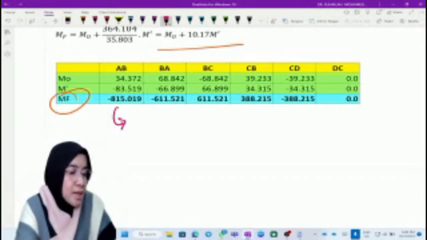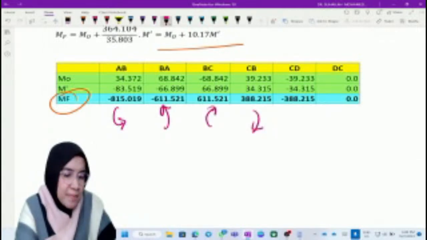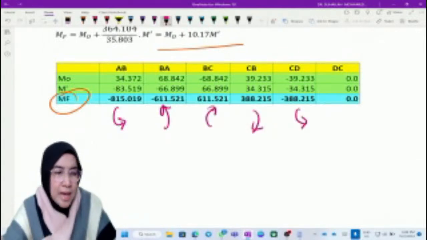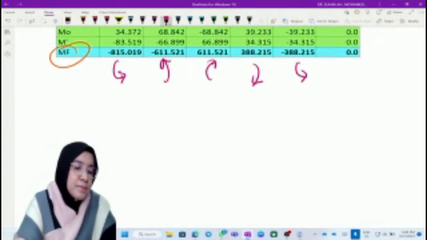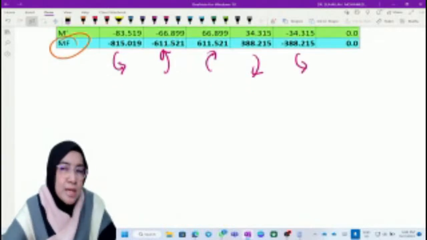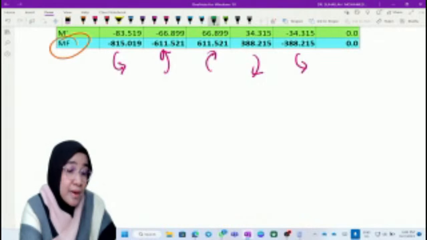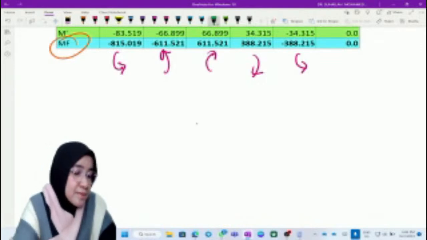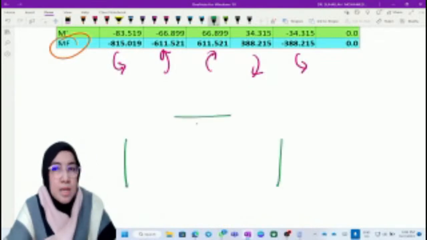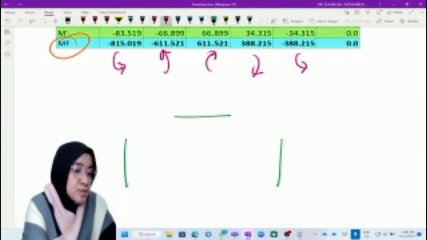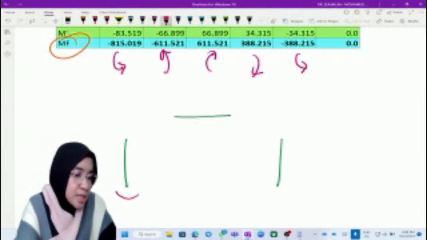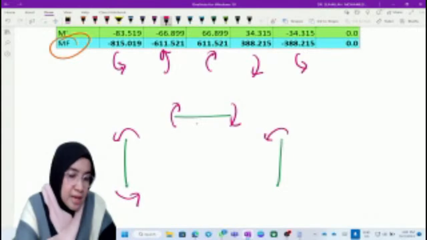AB is negative, BA is negative, and then the last one is 0. So when we draw the diagram, we will get it like this. Okay, so the moment is negative, and then negative, positive, and negative 0.